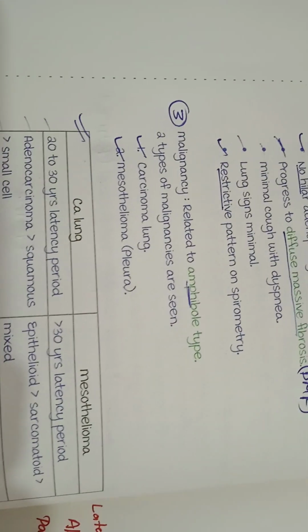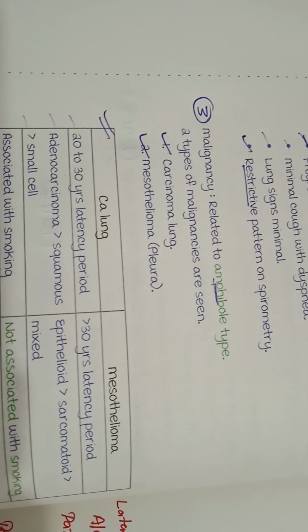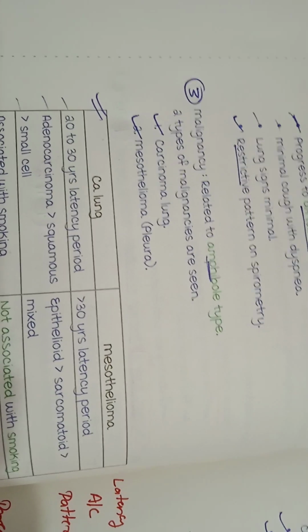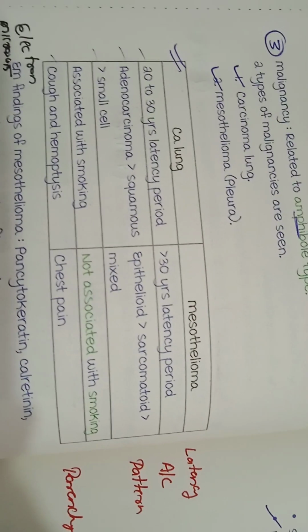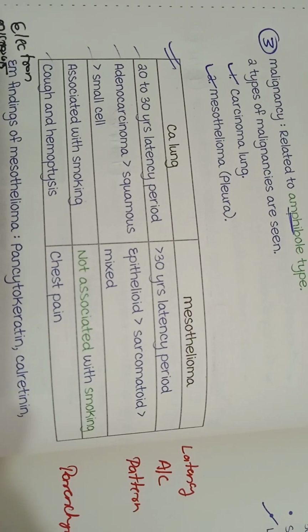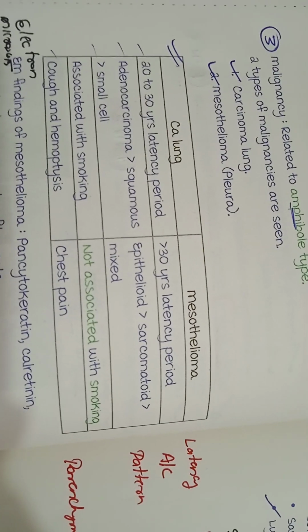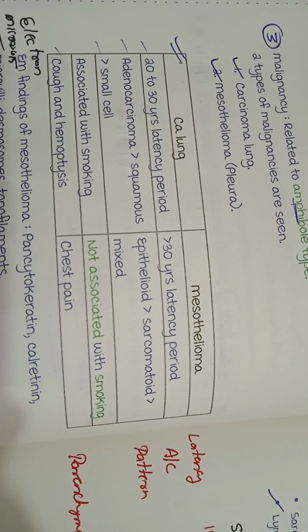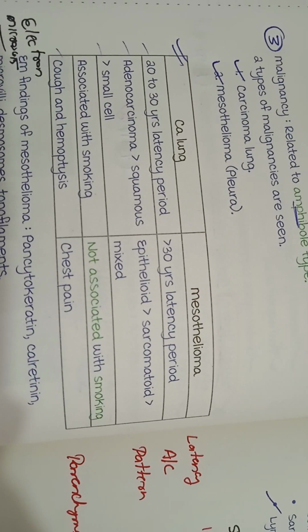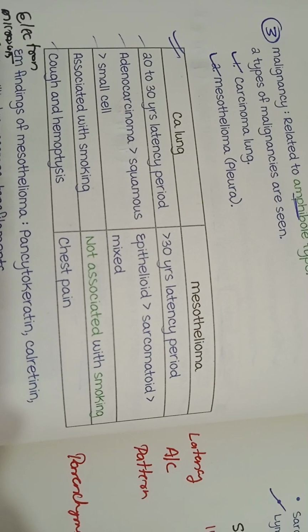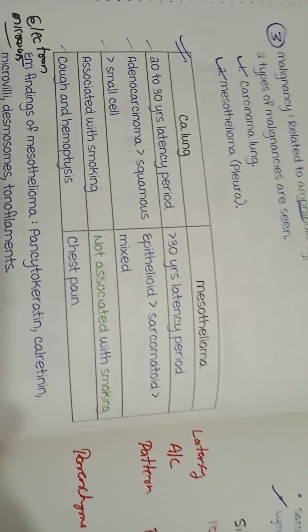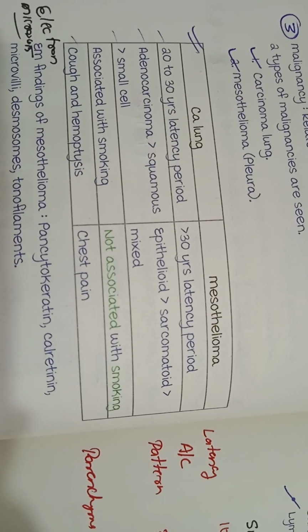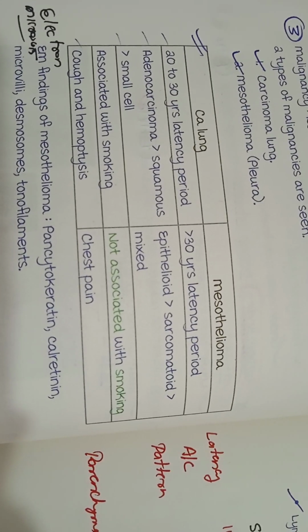And third, malignancy. It is related to the amphibole type. For parenchymal involvement carcinoma of lung occurs, and for pleura mesothelioma occurs. For carcinoma of lung there is a 20 to 30 years latency period, and for mesothelioma more than 30 years. In carcinoma of lung, adenocarcinoma is most common. In mesothelioma, epithelioid type is more common. Carcinoma lung is associated with smoking. Mesothelioma is not associated with smoking. In mesothelioma chest pain occurs, in carcinoma lung cough and hemoptysis occur. Some electron microscopic findings of mesothelioma are pancytokeratin, calretinin, microvilli, desmosomes, and tonofilaments.